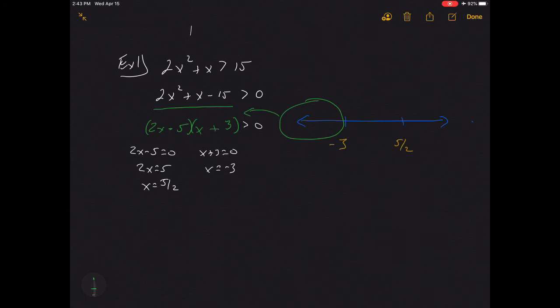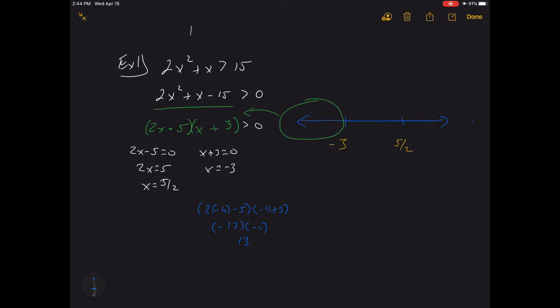So if I plug -4 back into my 2x minus 5 and my x plus 3, I'm going to do 2 times -4 minus 5, and I'm going to do -4 plus 3. I just picked -4 to plug in. So if I test that, I'm going to get 2 times -4, which is -8, minus 5 more is -13. I'm going to get -13 out of the first parentheses. And the second parentheses, I'm going to get -4 plus 3, which is -1. When I multiply those two negative numbers together, I'm going to get a positive 13.